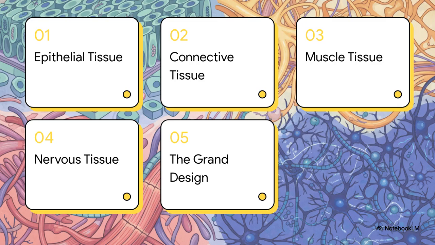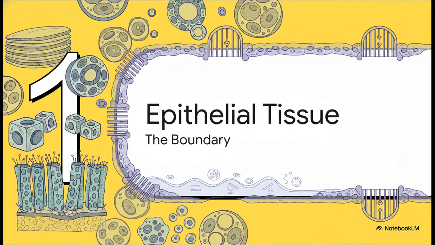Okay, so here's our game plan. We're going to break down the 4 primary tissue types, and we'll think of them as the foundational pillars of our biological architecture. We've got epithelial tissue, the boundary; connective tissue, the matrix; muscle tissue, the engine; and nervous tissue, the network. Let's kick things off with our very first pillar, epithelial tissue.